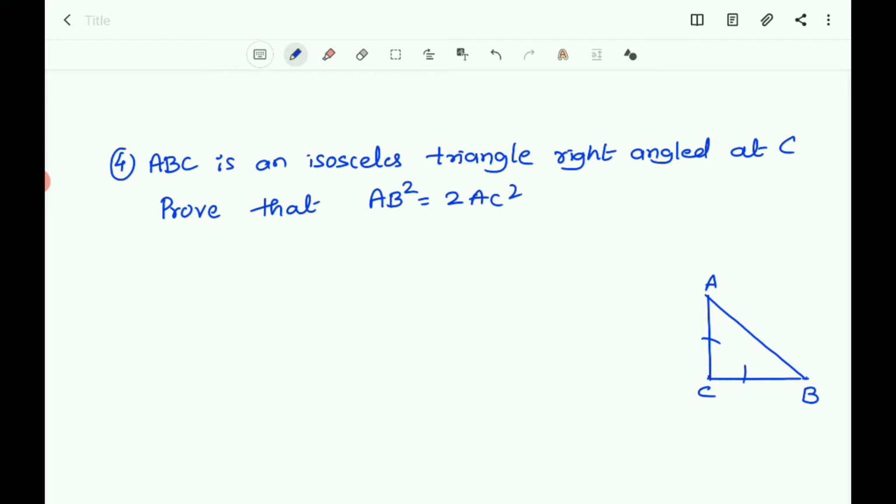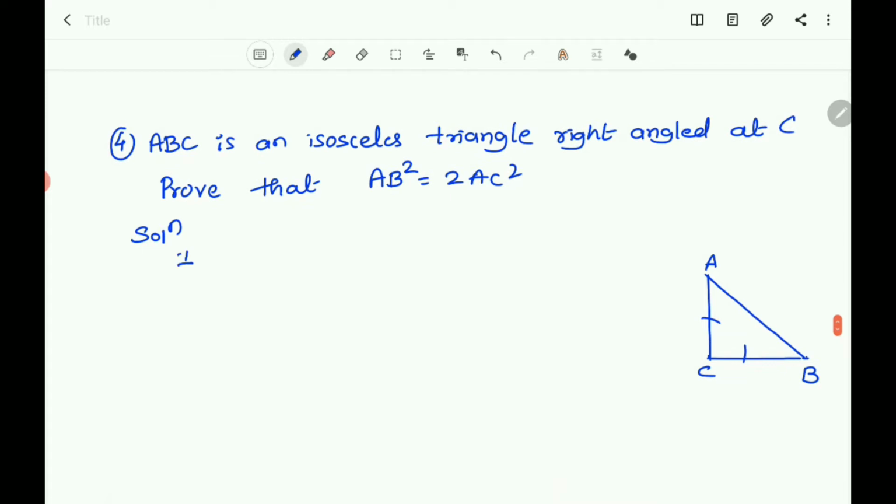Now also it is given that AC is equals to BC. What is given here? AC is equals to BC. Now you take the solution. In triangle ABC, what is given here? As it is an isosceles triangle, let us have AC is equals to BC.